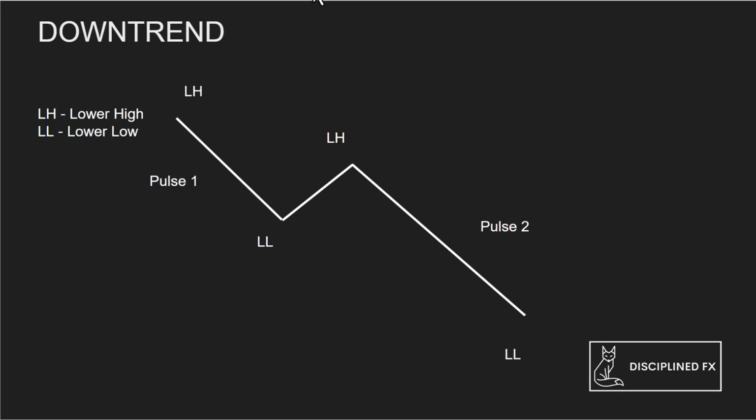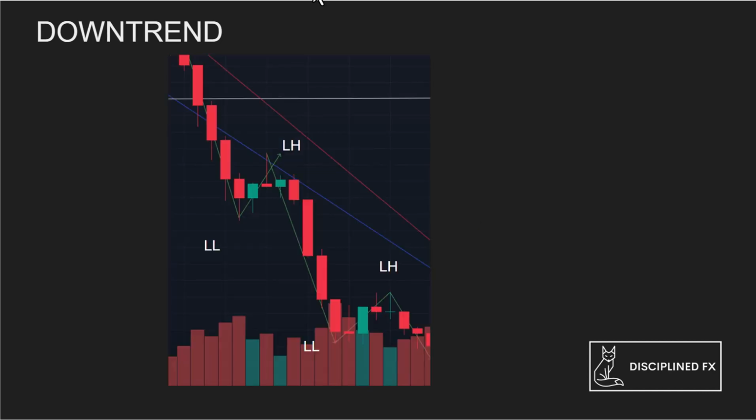A downtrend is the same concept, but in reverse. You start from a high point. You go to a low point for the first pulse, with a pullback to a lower high, which breaks the recent low for the second pulse and creates a lower low. These 4 points make for a downtrend.